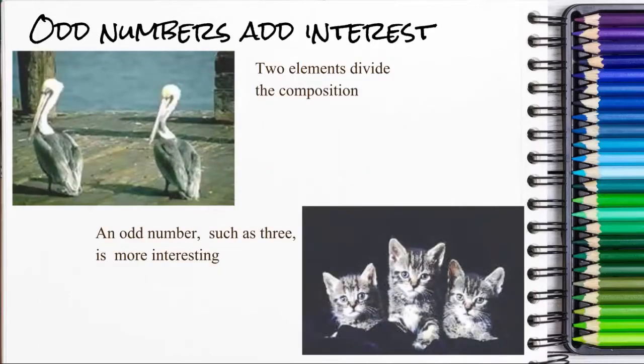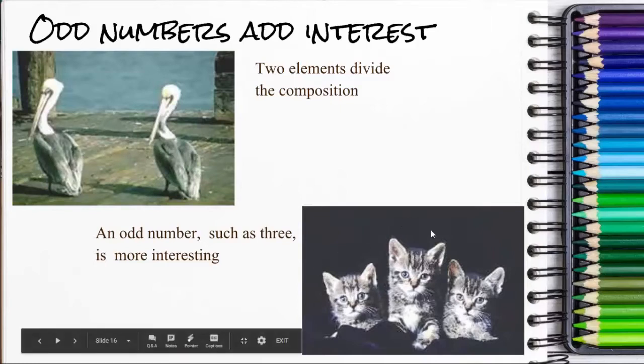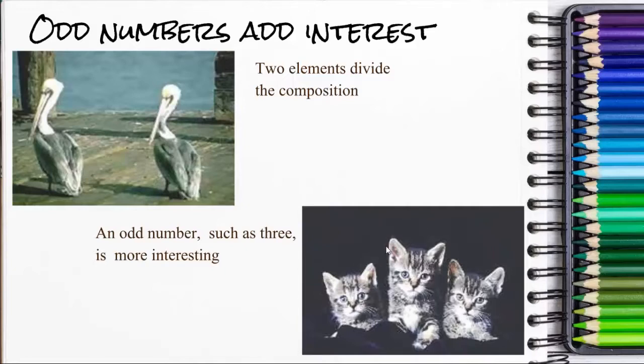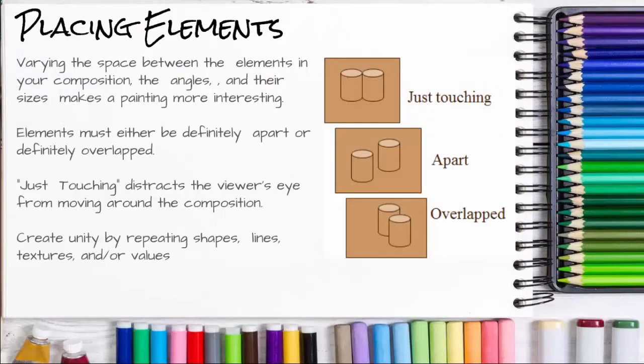Another element of composition or something to think about is numbers of things. A lot of times if you just have 2 things in your drawing, people don't know what to look at. If you have an odd number or you arrange them in a way where there's a focal point like this one, it's a little bit more interesting looking. Just little tricks that people have picked up along the way.